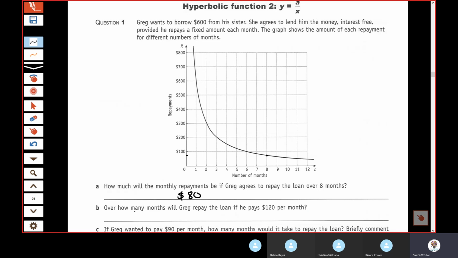Over how many months will Greg repay the loan if he pays $120 per month? So if he decided to increase it, how many months would that be? If it was 120, somewhere there, go across. About 5, yeah. 5 months, which makes sense. If you pay less, you pay longer. If you pay more, you finish it off quicker. Does that much make sense? Yep.